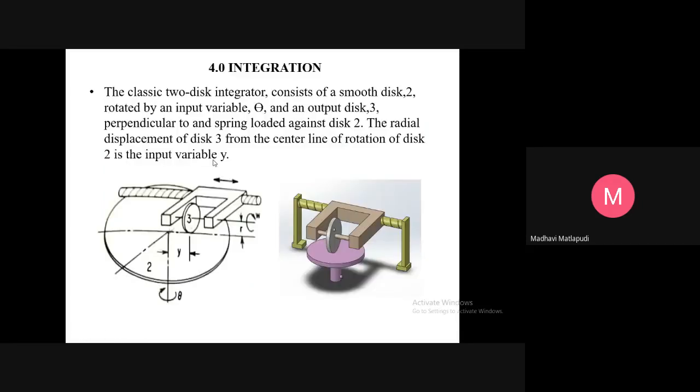The integration. Integration is another mechanism based upon two classic disk integrators.